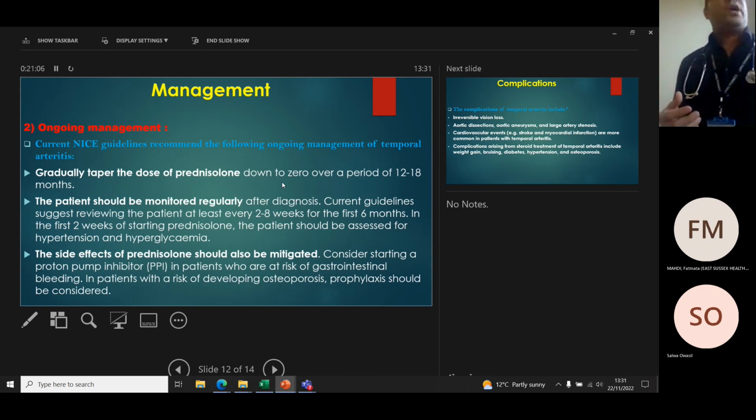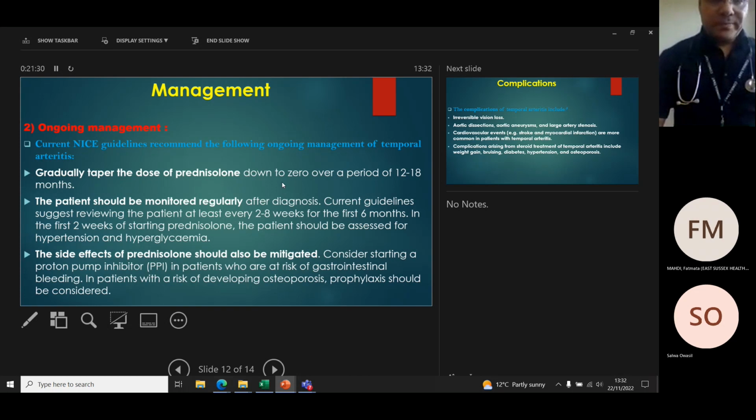You have to monitor glucose, CBG, and the blood pressure of the patient. You also have to give a PPI. Don't forget to give a PPI for GIT upset. Also, you have to give prophylaxis for osteoporosis, especially in old patients, like zoledronic acid or alendronate, because of the risk of osteoporosis.